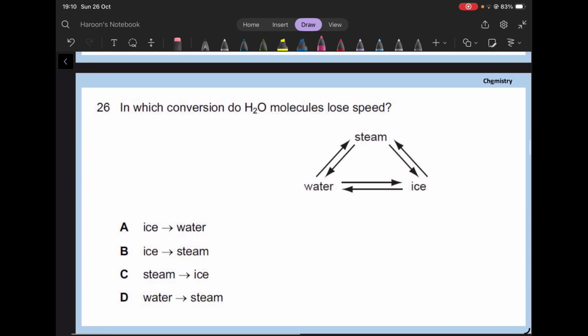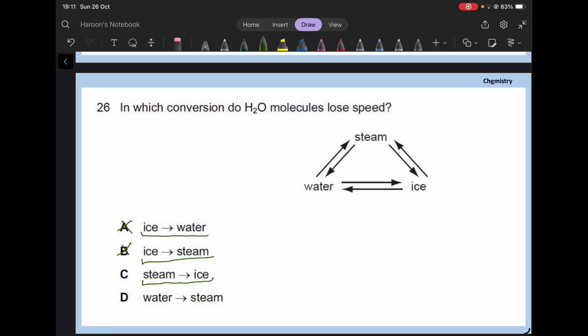In which conversion do H2O, basically water molecules, lose speed? They lose speed. So first of all, ice to water. In ice or in a solid state, they will be slowest, fastest in a gaseous state. So in liquid, like solid to liquid, they actually get faster. They do not lose speed, A is out. Once again, ice to steam, this would be converting into a gaseous state, which is the fastest. Is out as well.